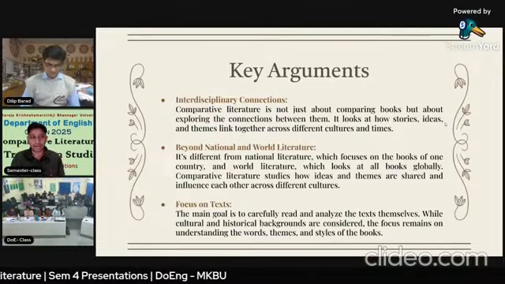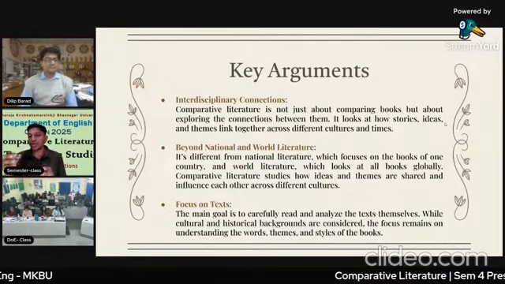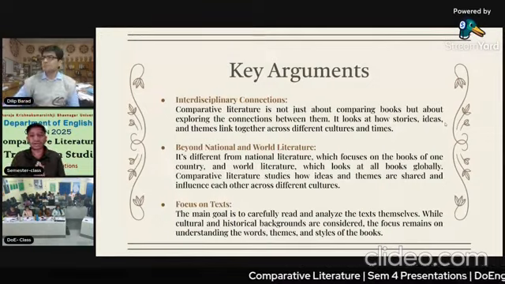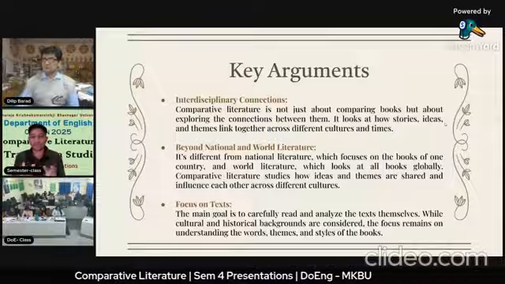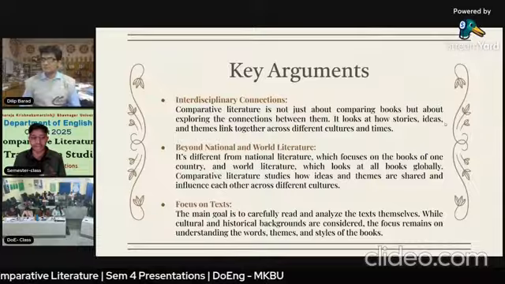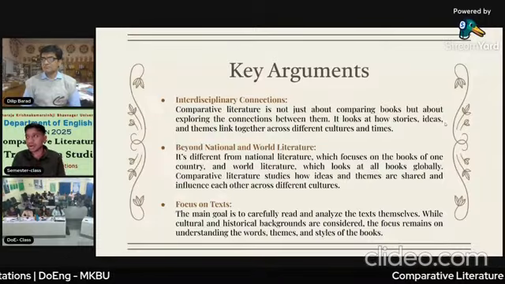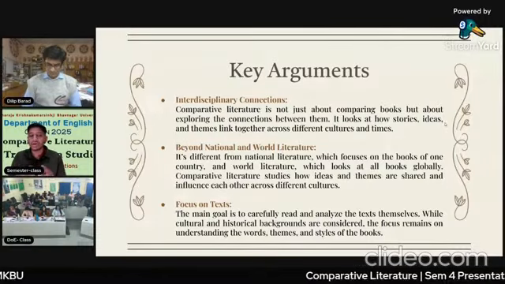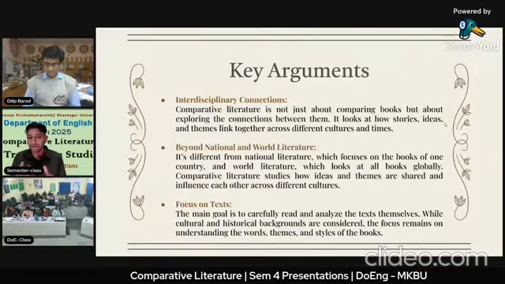Key argument of this article: interdisciplinary connection. Comparative literature is not just about comparing books, but also exploring the connections between them. It looks at how stories, ideas, and themes link together across different cultures and times, beyond nation and world literature. As we discussed, comparative literature is not stuck on any particular nation's literature. It is also considered an interdisciplinary term.